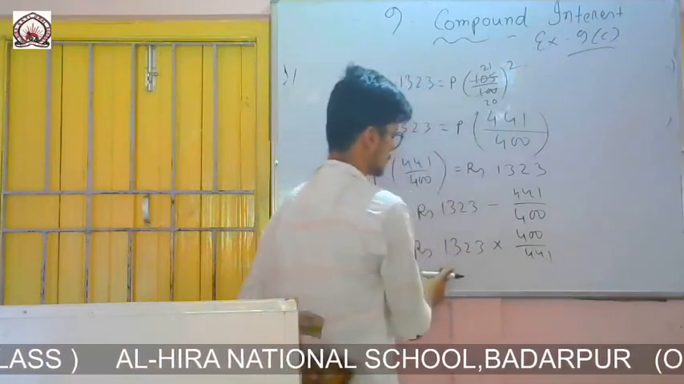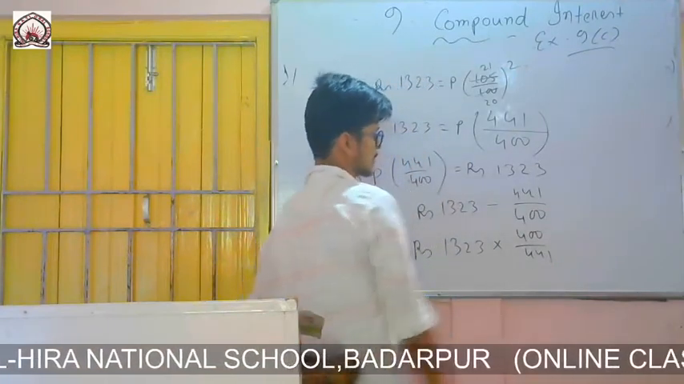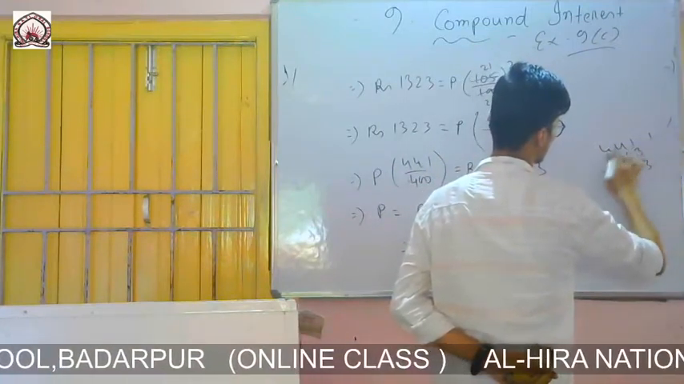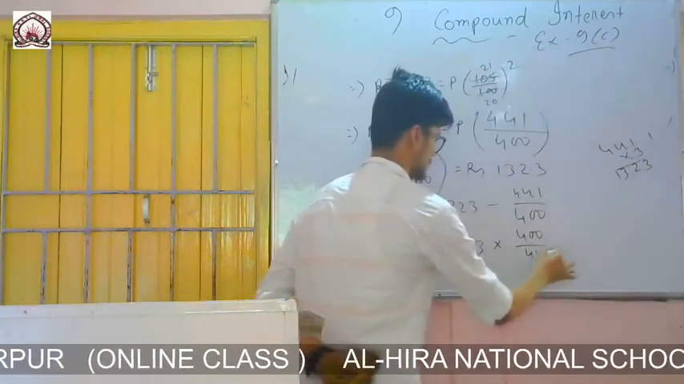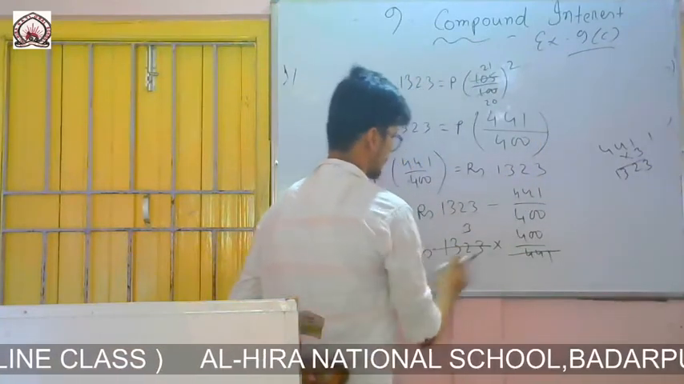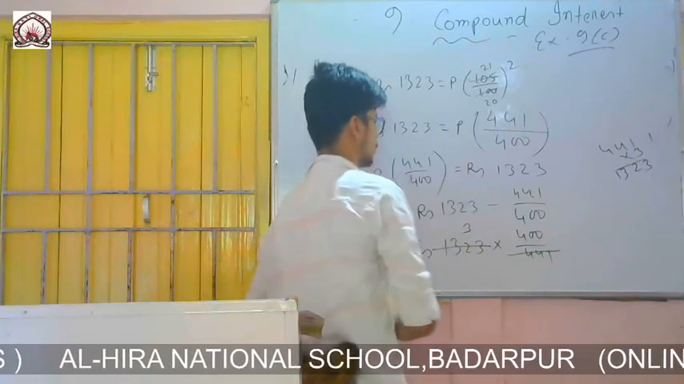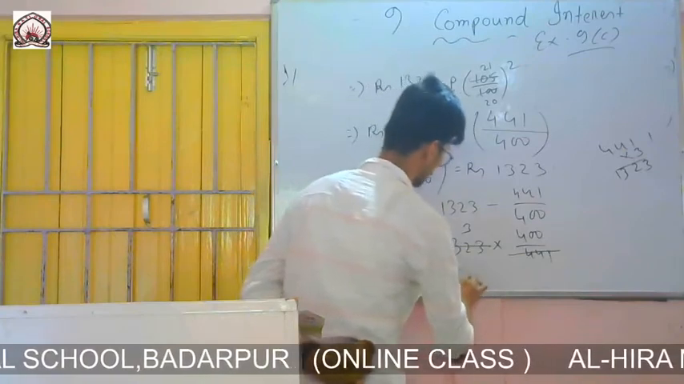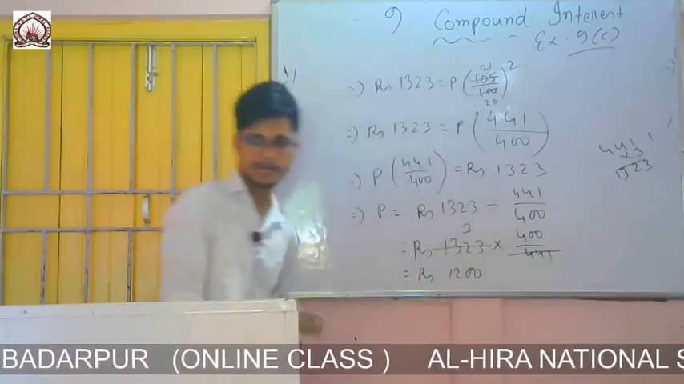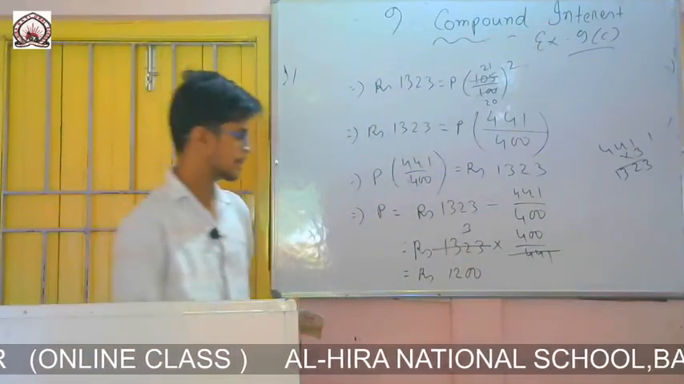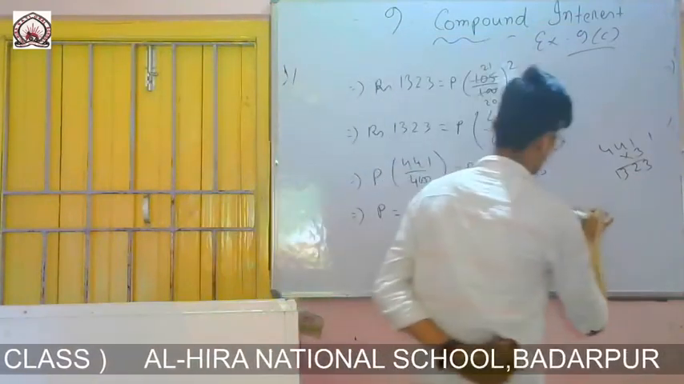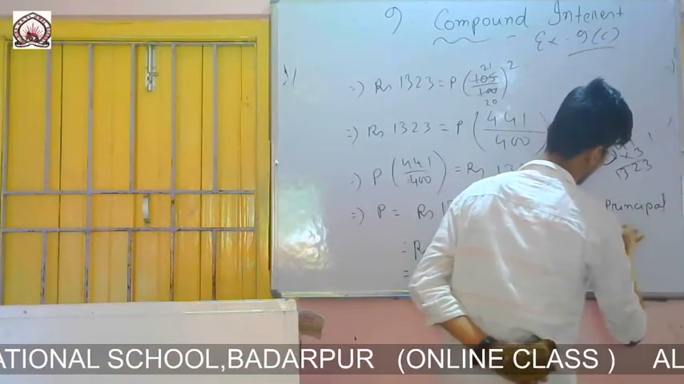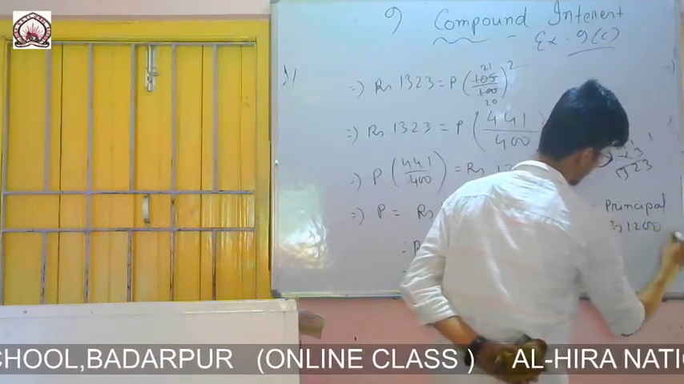441, and 441, I think this will directly cancel. 3 1s are 3, 3 4s are 12, 3 4s are 12, and 1, 13. Yes, it is cancelling 3 times. 441 three times is 1323. So here it is rupees, and 3 into 4 is 12, and 20. That means the answer is, principal is 1200. So you write: therefore the principal equals rupees 1200.